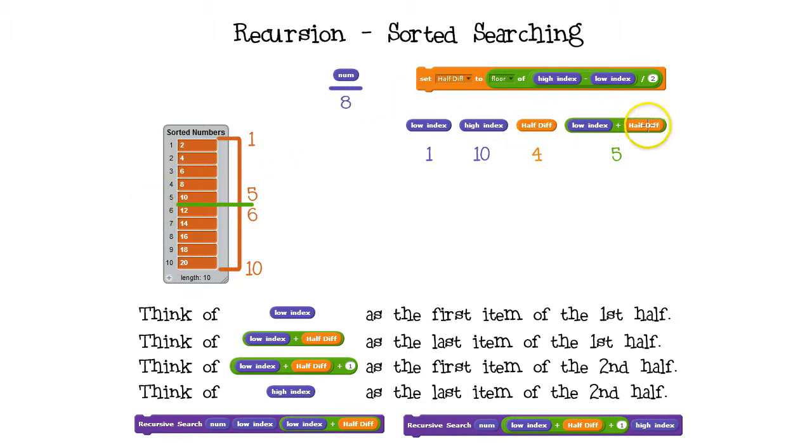I'll add half diff to the low index, so I have the index of the last item in the first half. If that's the index of the last item in the first half, then one more than that will be the first item in the second half. In this case, 1 through 5 is the first half, 6 through 10 is the second half. 8 is not greater than the last item in the first half, 10, so I ignore the second half and use the first half by making this call.